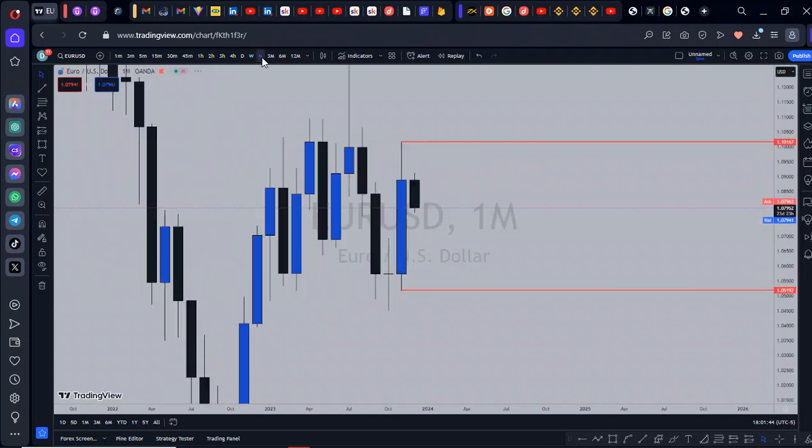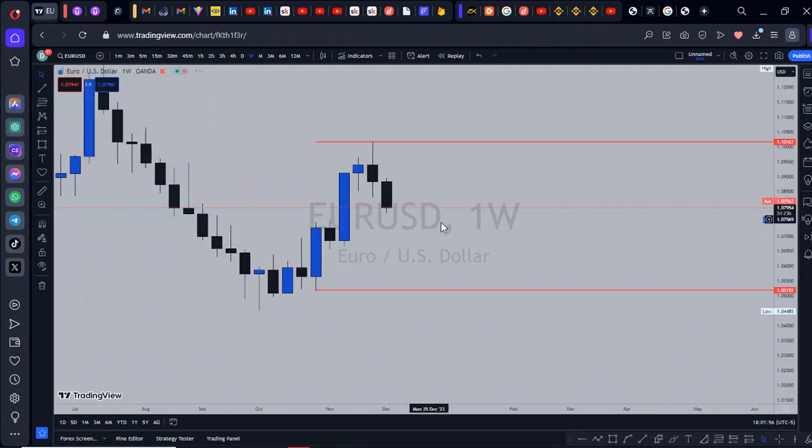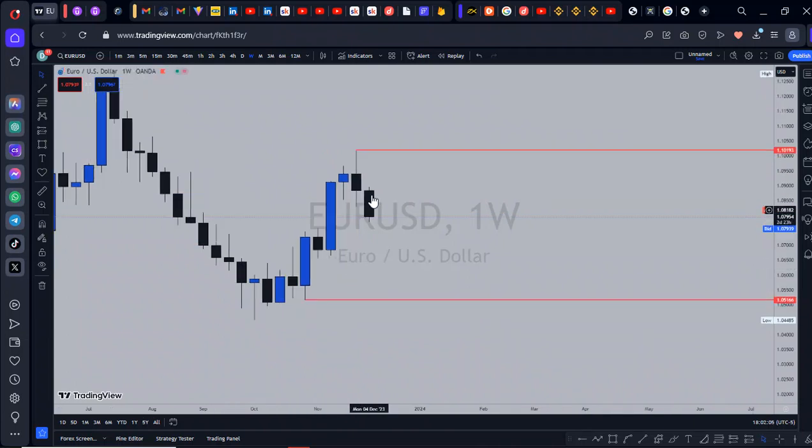So let's go back to the monthly time frame. Now, on the monthly time frame, this red horizontal line is the previous month highs and lows. So we are dealing inside that range high and that range low on the monthly candlestick, right? So if you run down to the weekly time frame, you can actually see this high right here, and you can actually see the low right here of that previous month highs and lows, right?